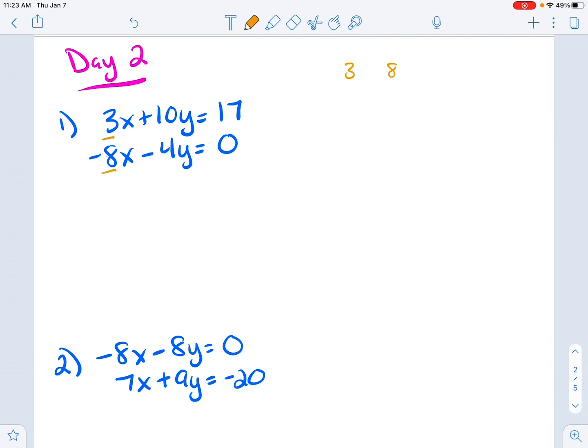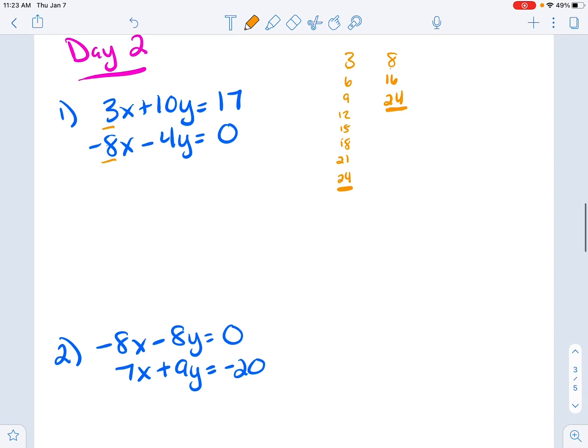What number does 3 and 8 go into? I have 3, 6, 9, 12, 15, 18, 21, 24. If I list some multiples of 8, we have 8, 16, 24. So they have 24 in common. So we're going to make these into 24.